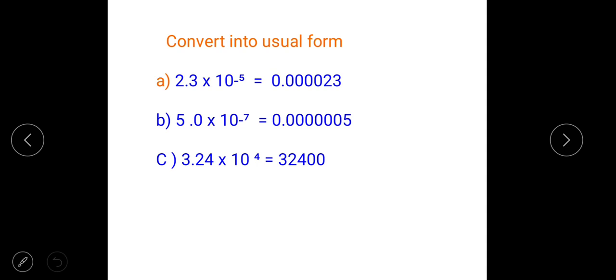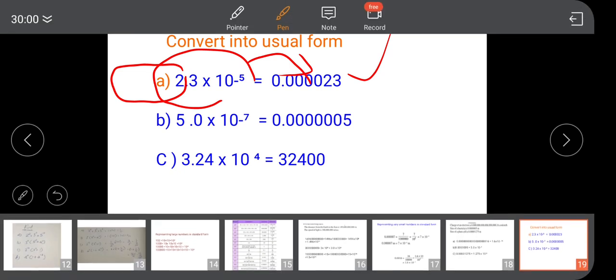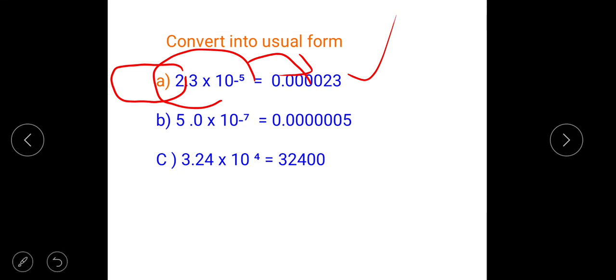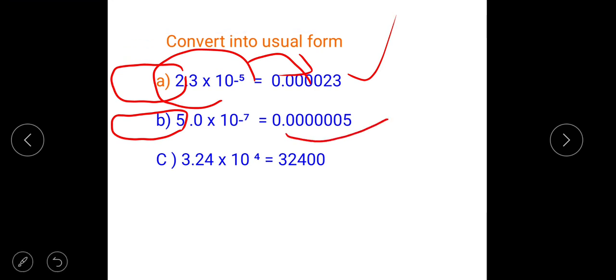Okay, last question. Convert into usual form. Here we have been given the standard form. You want to convert it into usual form. Yes, 2.3 into 10 raised to minus 5. What to do? 10 raised to minus 5 means here we want 4 more zeros before 2. Right? So this is the answer. Look at this, 5.0 into 10 raised to minus 7. So here before 5, including 5, we need 7 zeros after the point. So look, this is the answer.